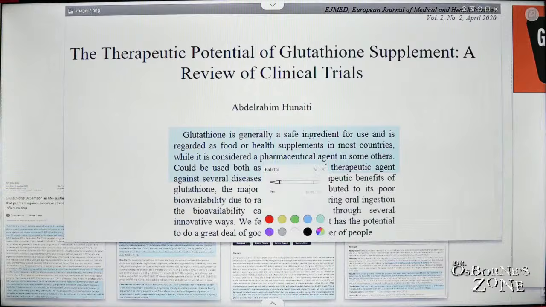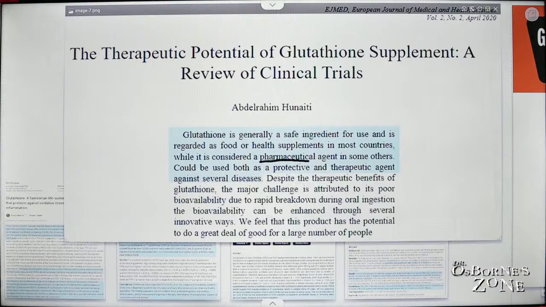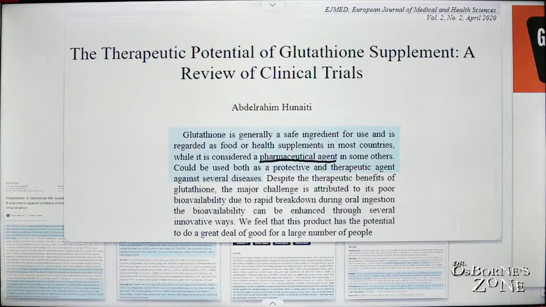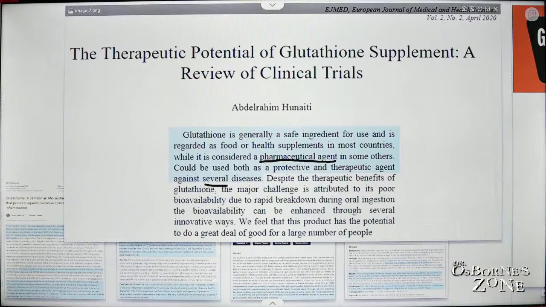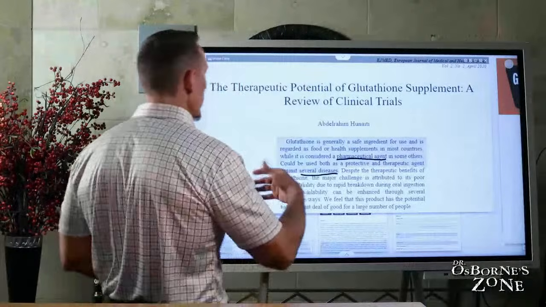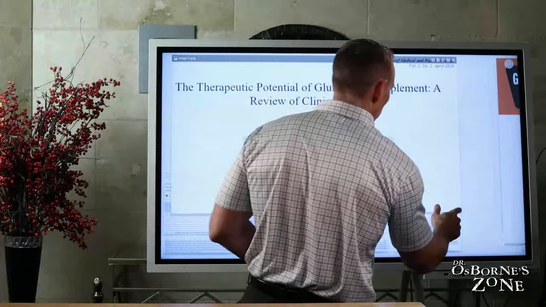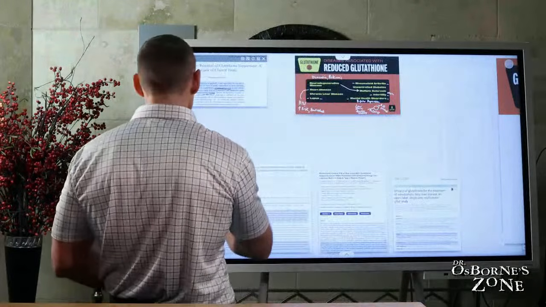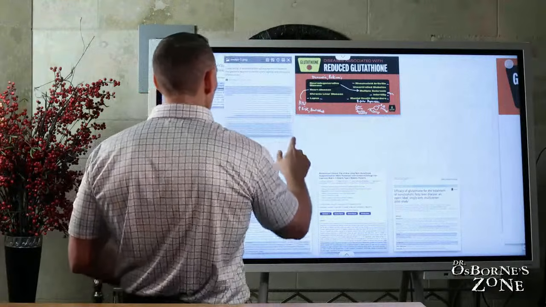Glutathione is so powerful that many countries consider it to be a drug for the treatment of illness and disease. So in some countries, it's considered to be a pharmaceutical agent. It could be used as both a protective and a therapeutic agent against several diseases. Important to understand that kind of synopsis of glutathione. Now, I also have some studies here specifically.